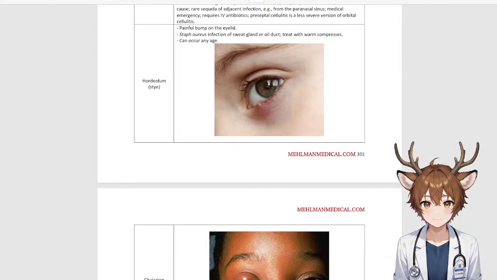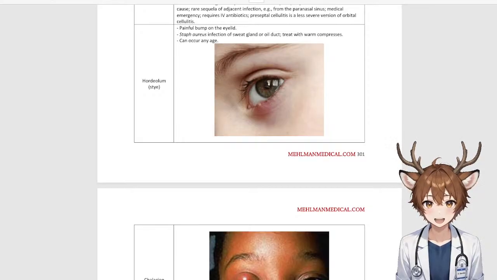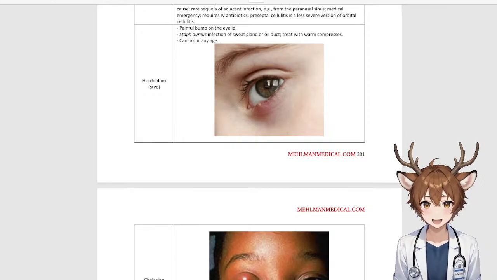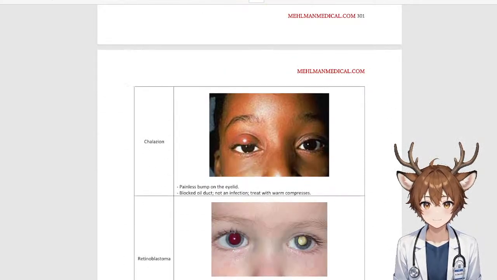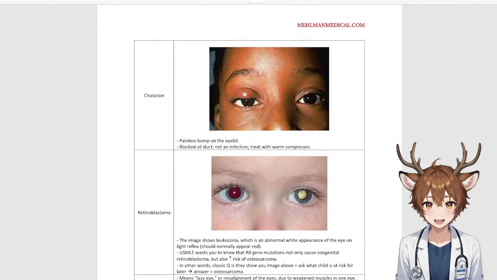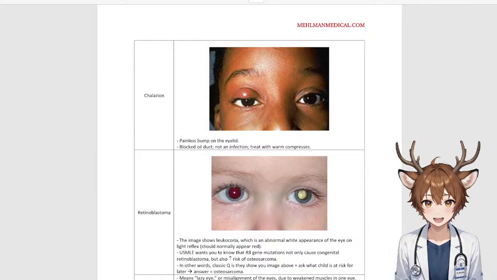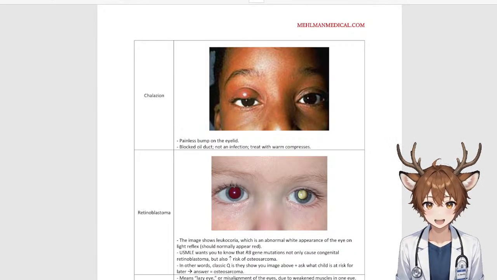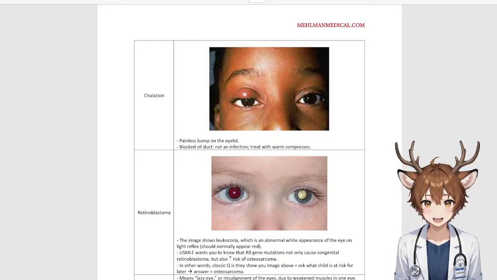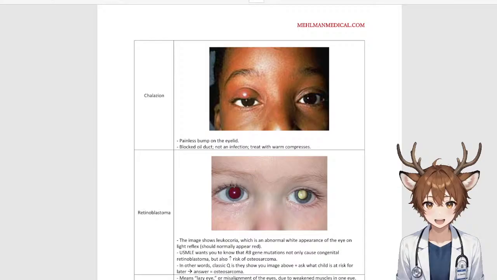Hordeolum, or stye, painful bump on the eyelid, Staph aureus infection of sweat gland or oil duct, treat with warm compresses, can occur at any age. What about a chalazion? Painless bump on the eyelid. Blocked oil duct, not an infection, treat with warm compresses.